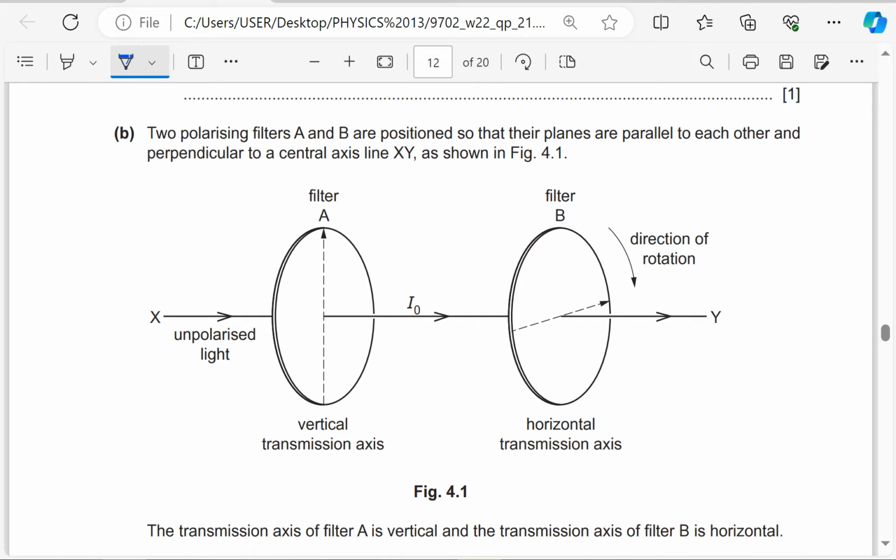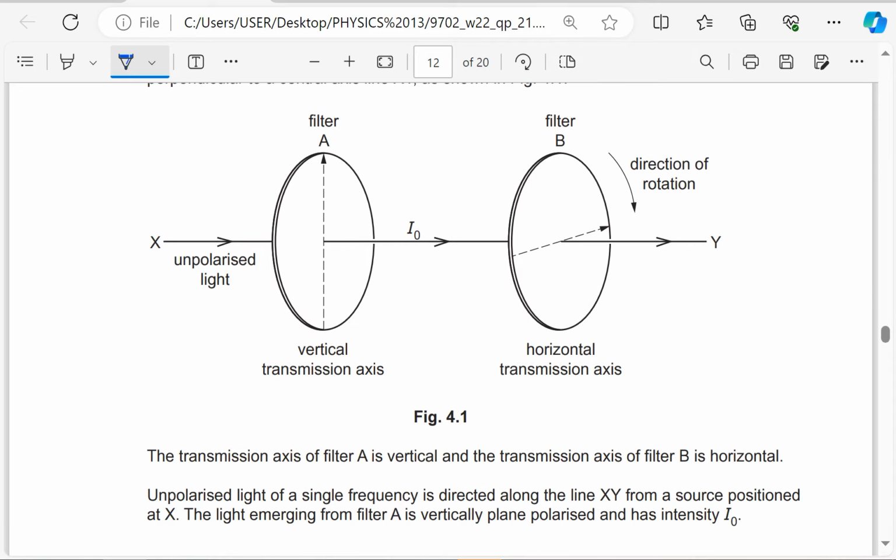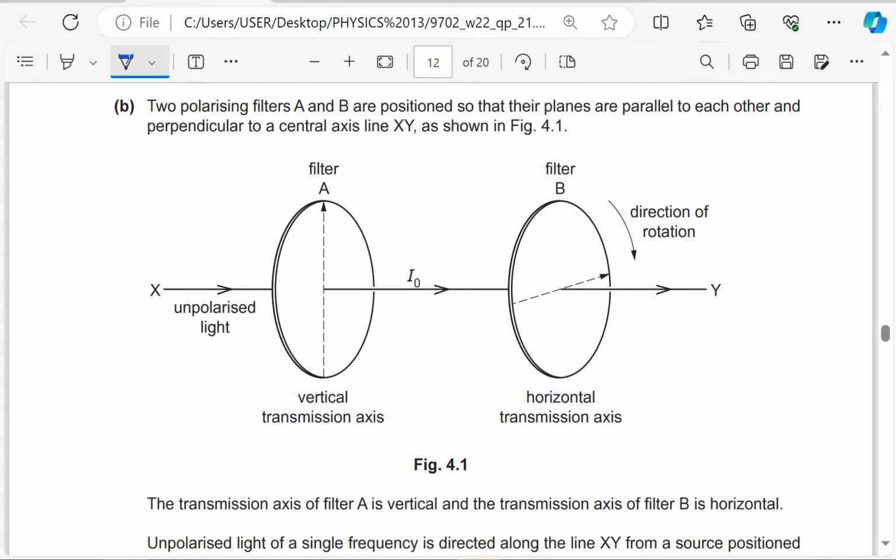Two polarizing filters A and B are positioned so that their planes are parallel to each other and perpendicular to the central axis line XY, as shown. So we have here the vertical transmission. What is coming out of A is I naught. And you notice that this one has been rotated and its axis of transmission is horizontal. That means the intensity which comes out of this side is zero. Because if this is vertical and this is horizontal, it means it has been rotated through 90 degrees.